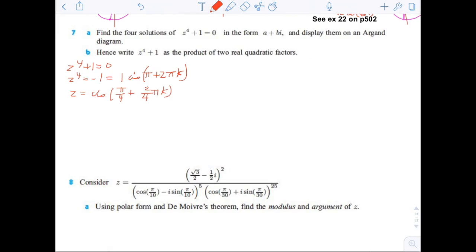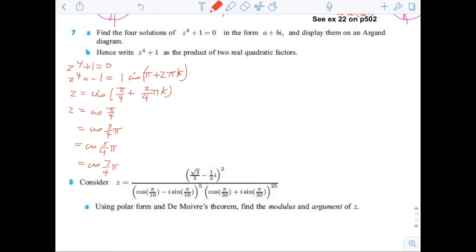And then we'll find all the roots. One of the roots is going to be cis pi over 4 when k equals 0. When k equals 1, it'll be pi over 4 plus 2/4 pi, which will be cis 3/4 pi. And the third root would be cis pi over 4 plus 4/4 pi, so that would be 5/4 pi. And the fourth root would be cis 7/4 pi. And that would be the last root, right?